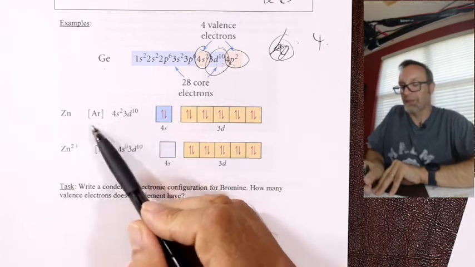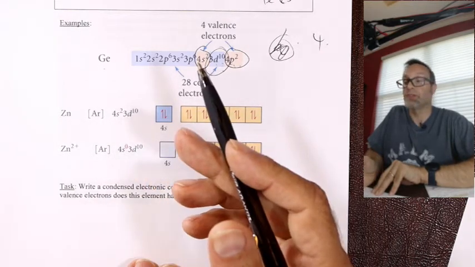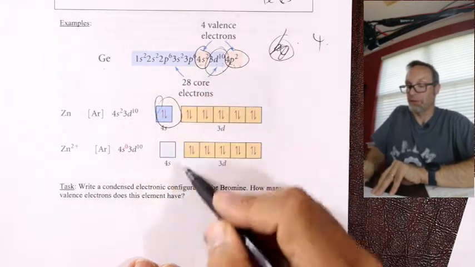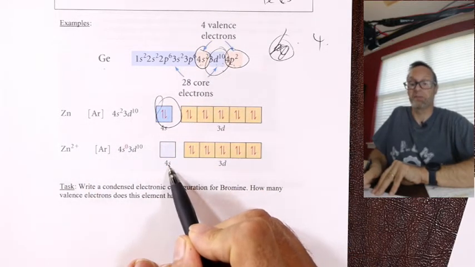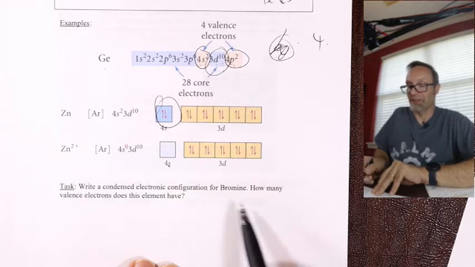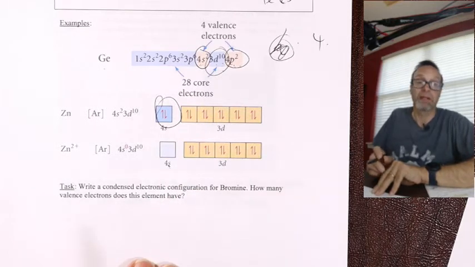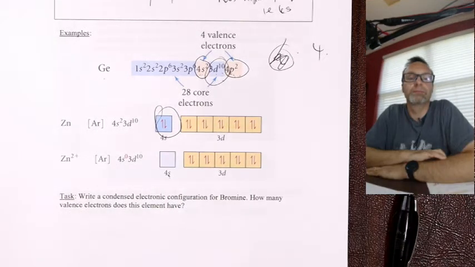Zinc has this configuration, and zinc makes a +2 ion. As you know, it will lose those 4s electrons. So that's zinc 2+. Stop there because I'm about to run out of time. We'll start again in just a second with bromine. See you in a second.